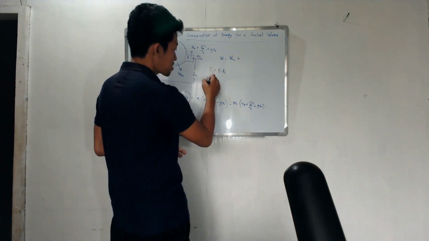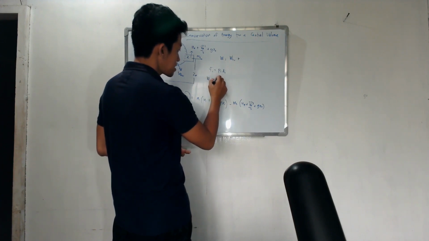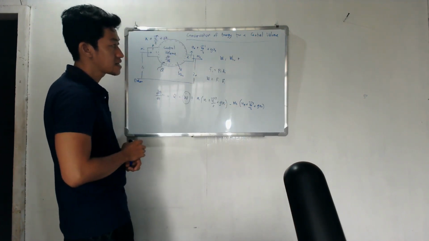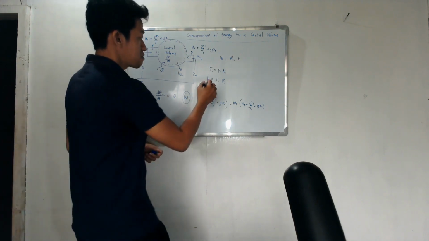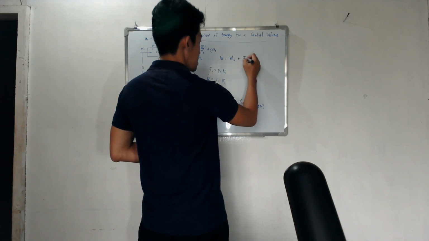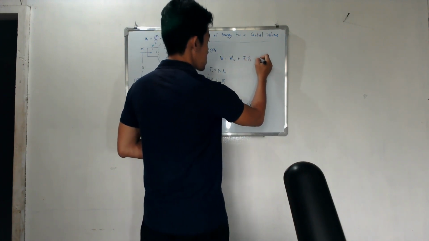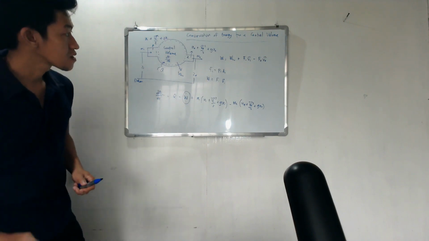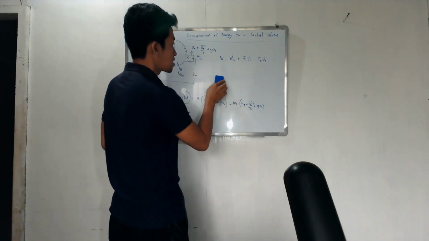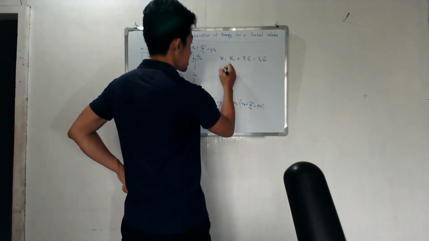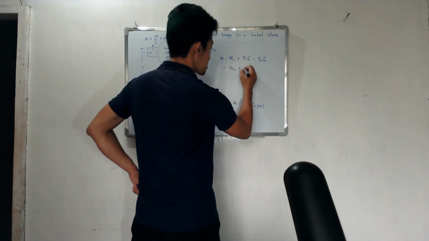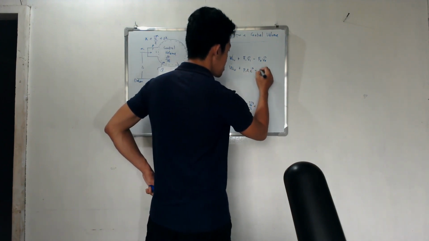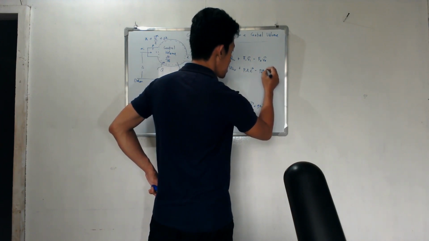So, what is the work done? Work done by the fluid is force times velocity. So there is a plus and a minus. This is just equal to the force, which is pressure inlet times area inlet times velocity inlet, minus pressure exit times area exit times velocity exit.